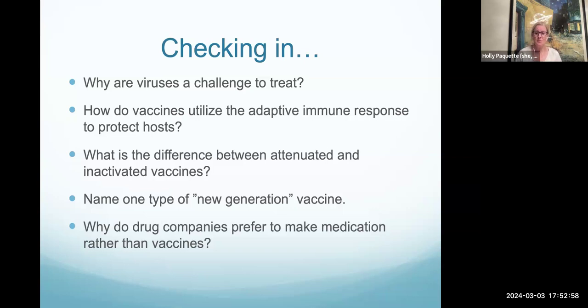Why do drug companies prefer to make medication rather than vaccines? Medication often has to be taken more than once or twice, so they can make more money by having people taking a drug over many, many years rather than just a one-time dose of vaccines.